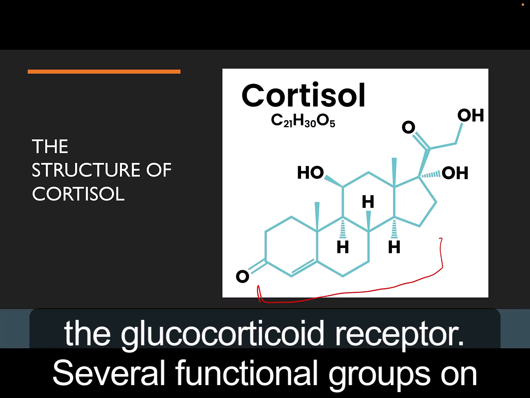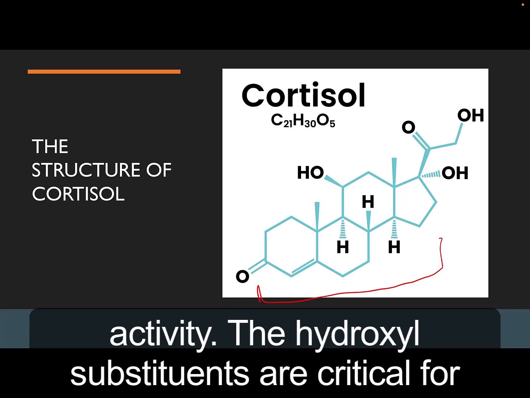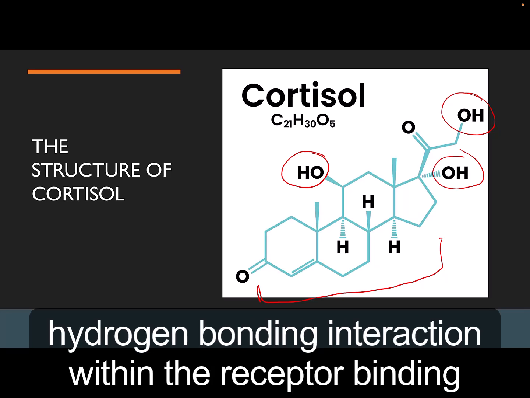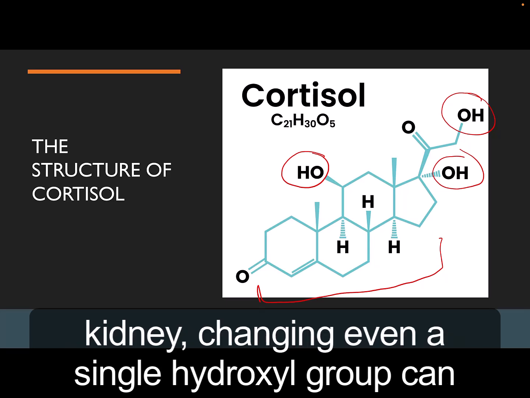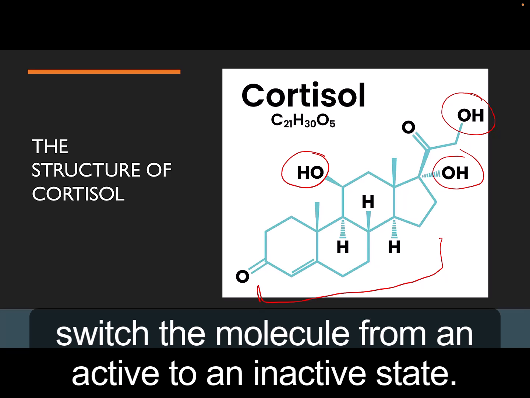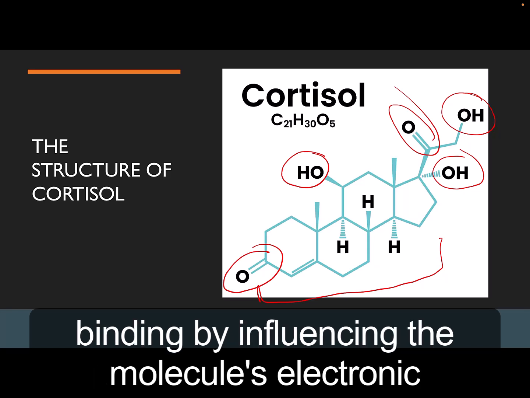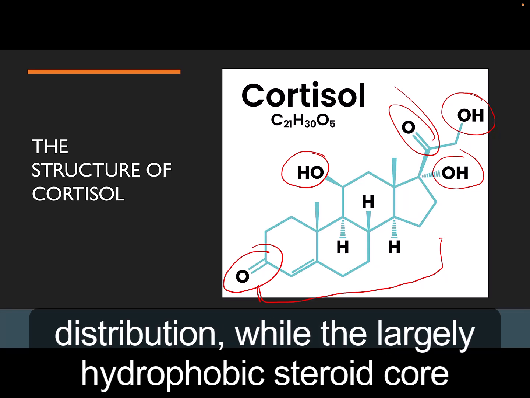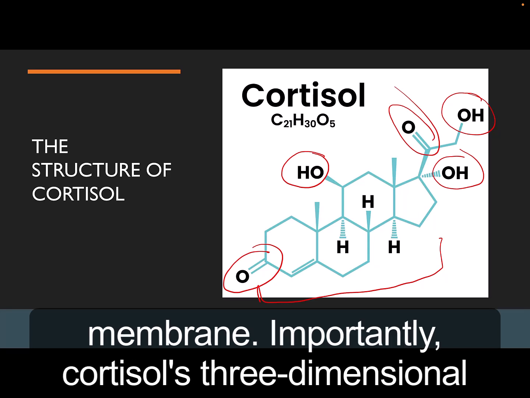Several functional groups on this structure are especially important for biological activity. The hydroxyl substituents are critical for hydrogen bonding interactions within the receptor binding pocket. As we just saw with cortisol inactivation in the kidney, changing even a single hydroxyl group can switch the molecule from an active to an inactive state. The carbonyl groups also contribute to receptor binding by influencing the molecule's electronic distribution, while the largely hydrophobic steroid core allows cortisol to readily diffuse across cell membranes.